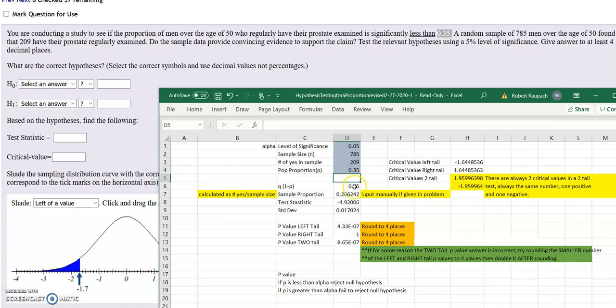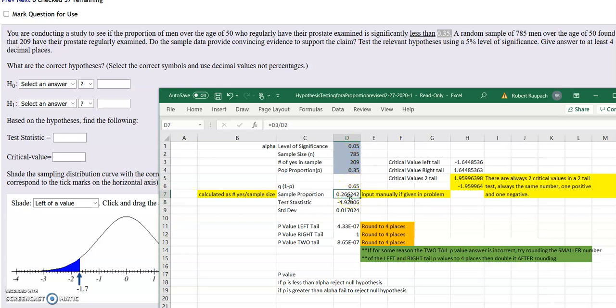Now here's something I want to mention. This problem gave the sample size and number of yeses, and it calculates the sample proportion from those. There are some problems that just tell you what that sample proportion is. If that's the case, you still need the sample size and you still put in the population proportion, but for the number of yeses, you leave it blank and then just manually type that sample proportion into that space right there and everything will be fine.